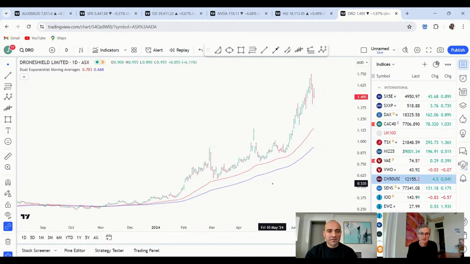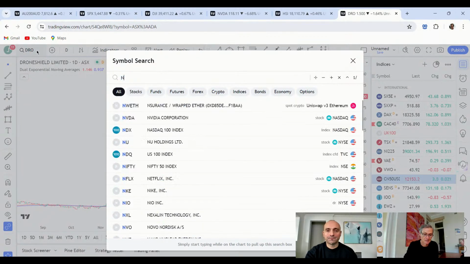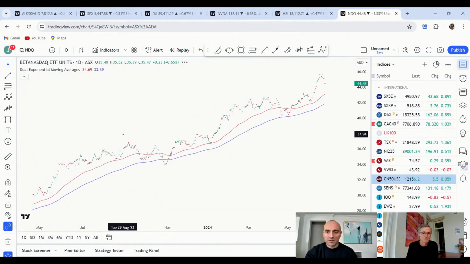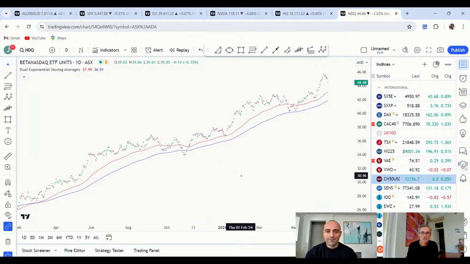Okay, fantastic. All right, let's have a look at this question here. I'm wanting to buy an ETF. Based on the current charts, which looks better, NDQ or IVV? It's the NDQ, so it's a NASDAQ ETF.